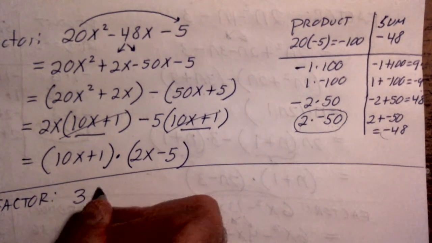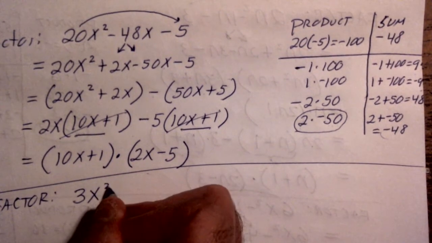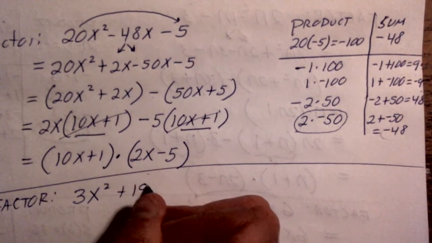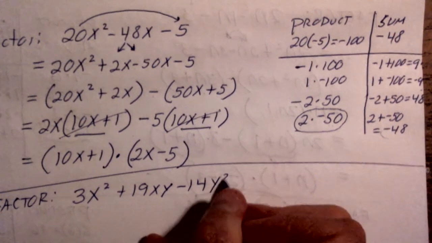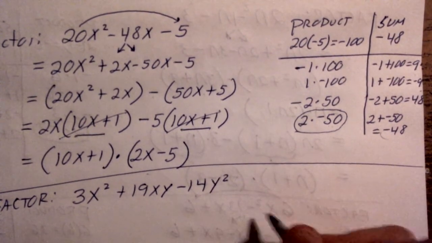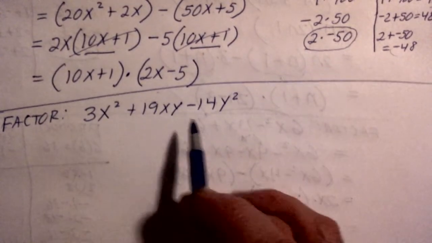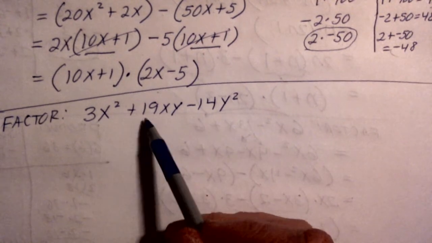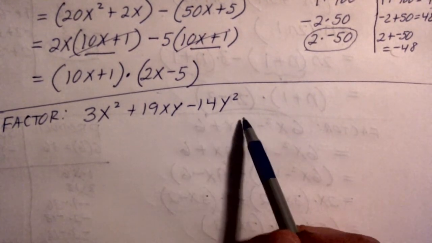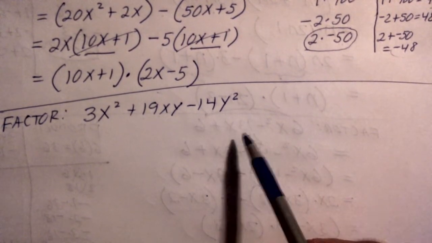Suppose that we have 2 variables entering into the picture again. We have 3x squared plus 19xy minus 14y squared. Well, don't worry about the extra variable. Essentially, just pretend like the y is not even there temporarily. So just pretend it's like 3x squared plus 19x minus 14. We'll throw the y's in at the end.